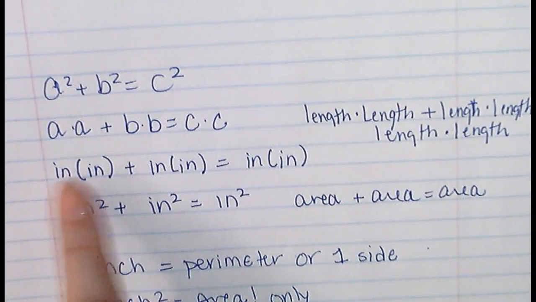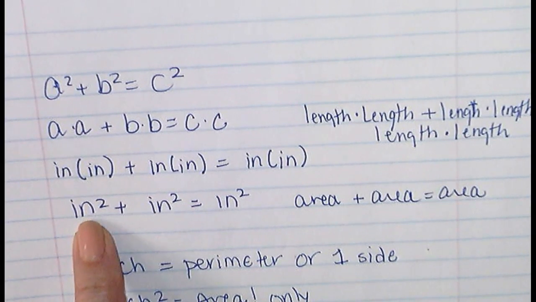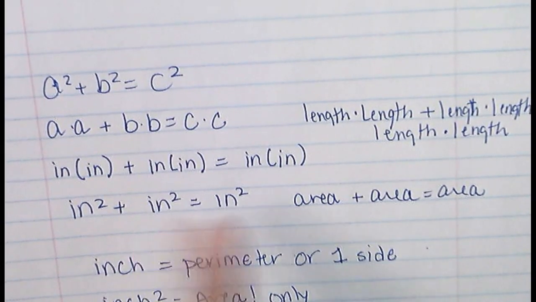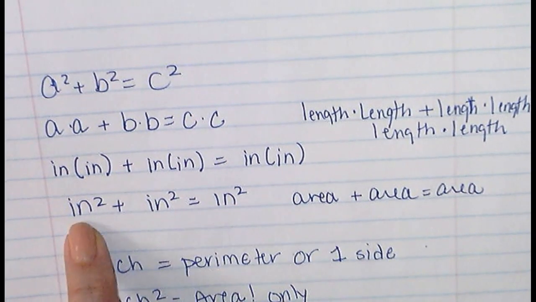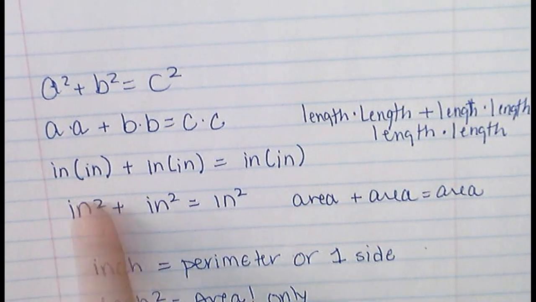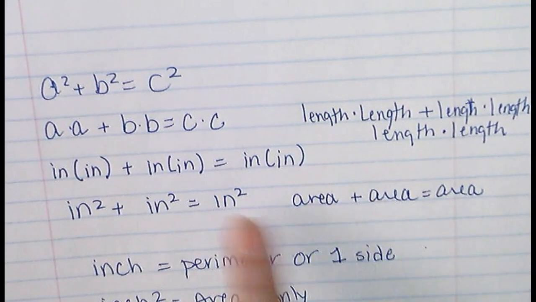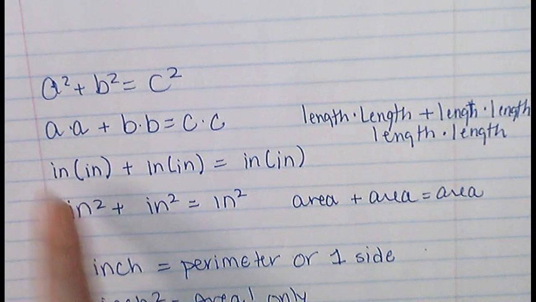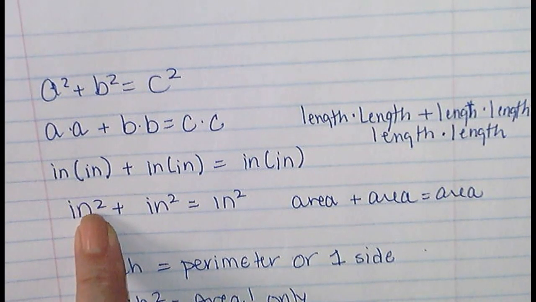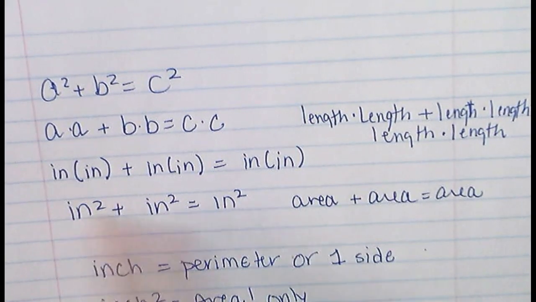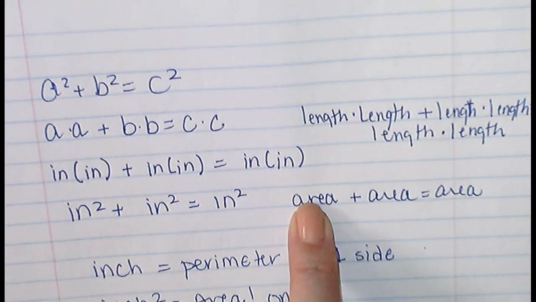So wouldn't inches times inches be inches squared? And inches times inches again would be inches squared, and so forth. Inches squared represents area. So if you have inches squared, that's area. That one's an area, and that one's an area. You need to know the difference between inches and inches squared, because there's a difference. Inches means length. Inches squared means area. And that's a very big game changer if you don't catch that part.